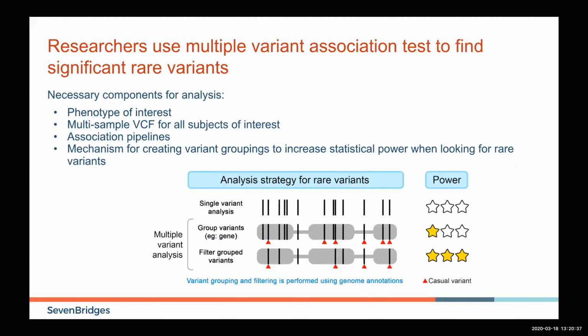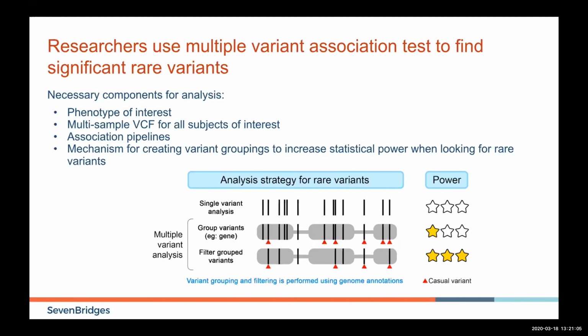So this list shows the necessary components for performing an association test. And the first three are needed for both a single variant GWAS and a multiple variant GWAS. The last one is specific to the multiple variant GWAS. So first, researchers need a phenotype of interest, like high cholesterol. This is what they want to find variants associated with. Second, they need their VCF data for subjects with that phenotype of interest.